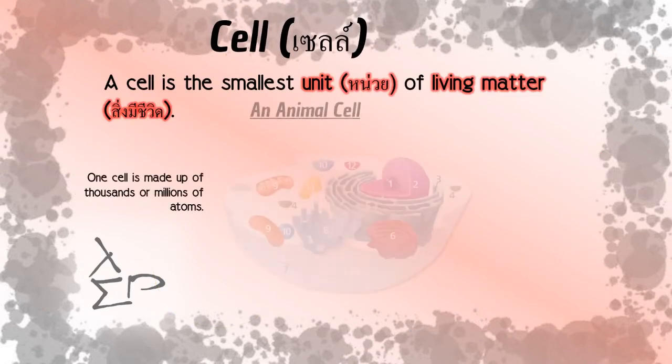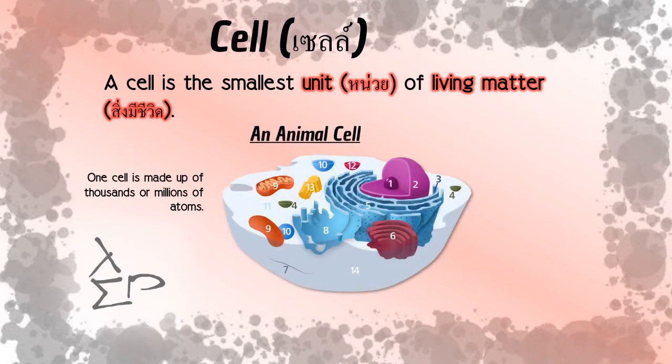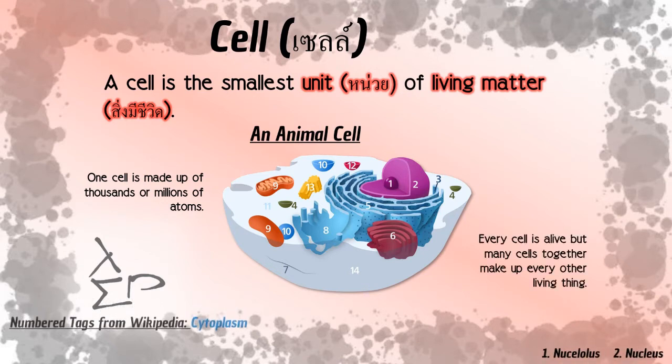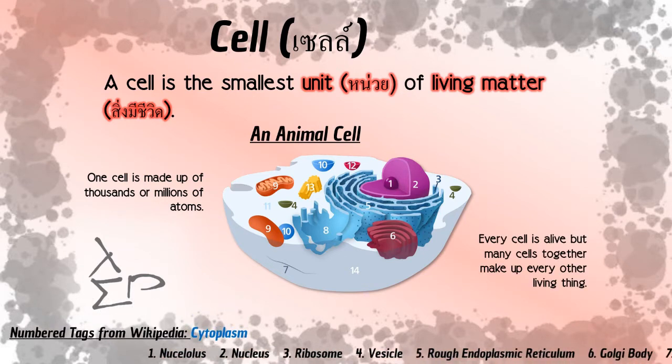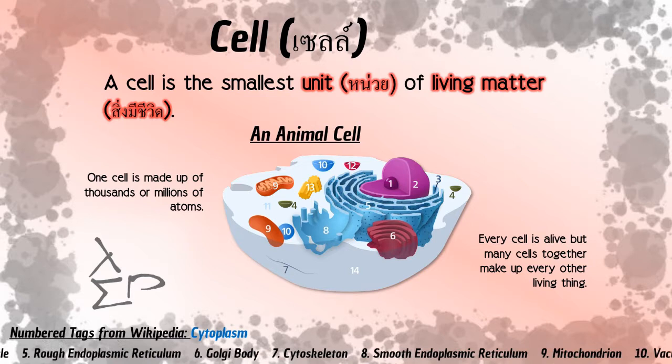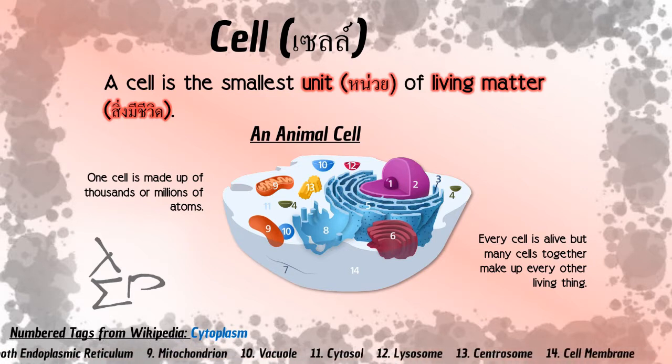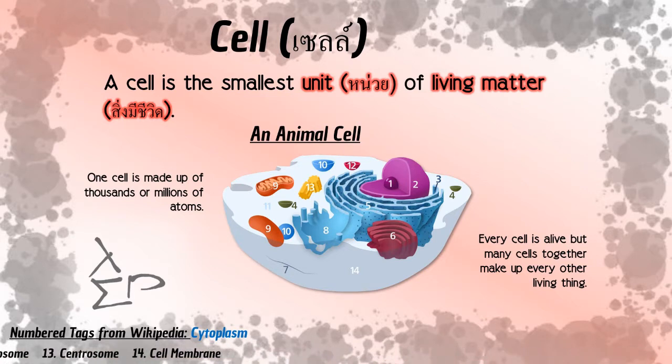Cell. A cell is the smallest unit of living matter. Every cell is made up of millions of atoms. Inside the cell are many different parts of the machine. A cell works by chemistry, but many cells together can make bigger and bigger organisms. Eventually, the chemistry becomes too complex and we call it biology.